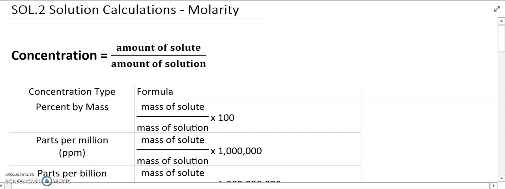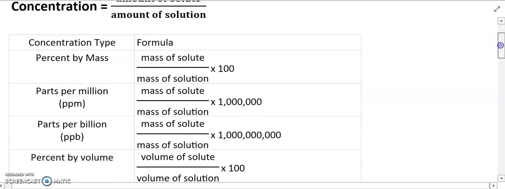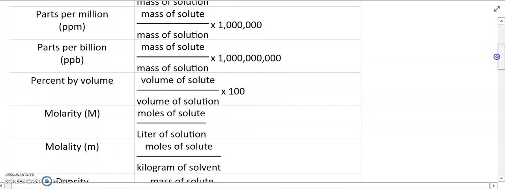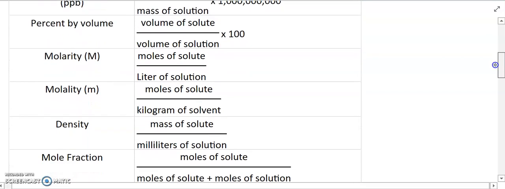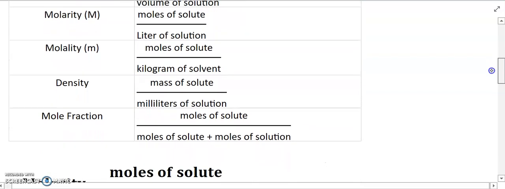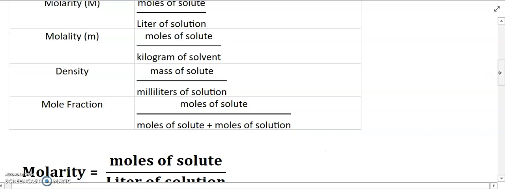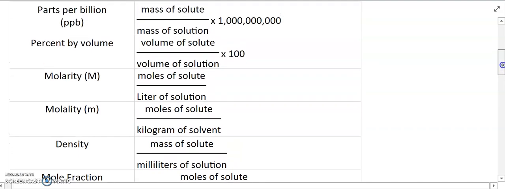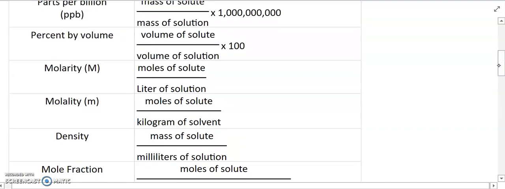Concentration is the amount of solute divided by the amount of solution, and molarity is just one of the many calculations that you will run into to calculate the concentration. Percent by mass, parts per million, parts per billion, percent by volume, molarity, molality, density, and mole fraction are all considered to be solution calculations. Molarity is very common in chemistry, and that's why we're taking a look at it specifically today.